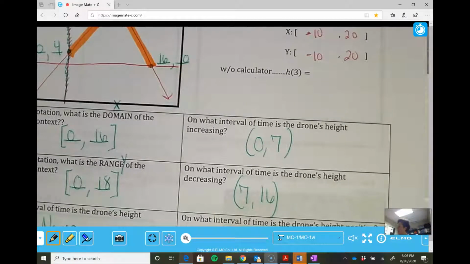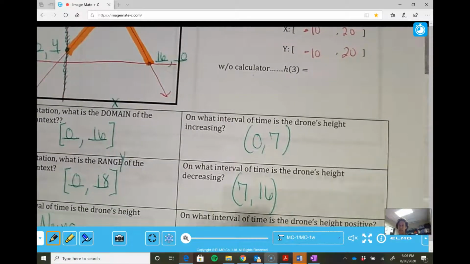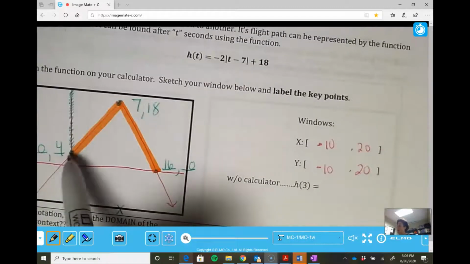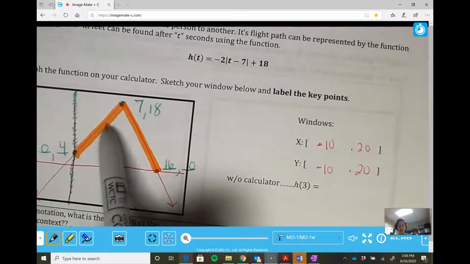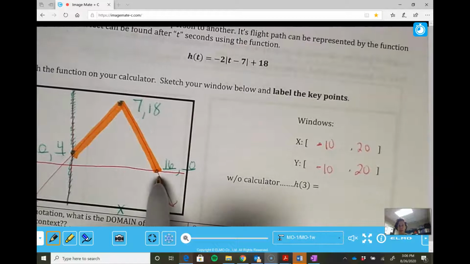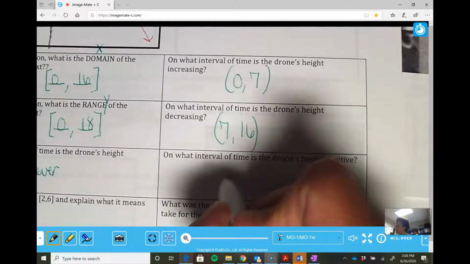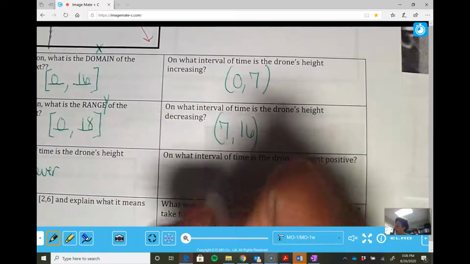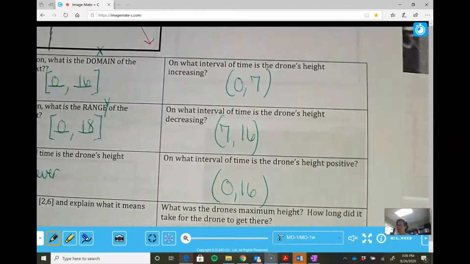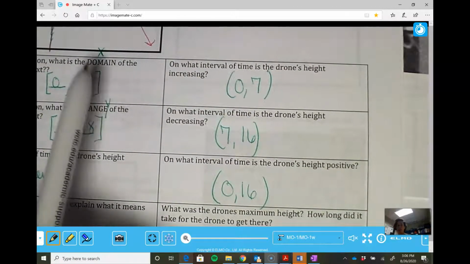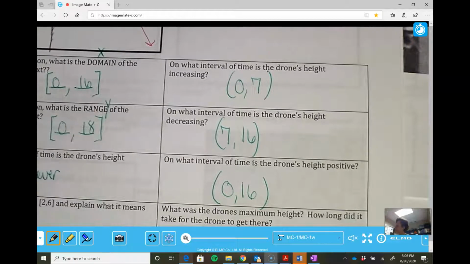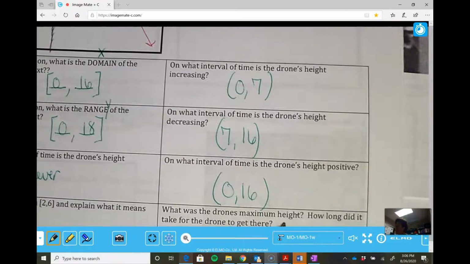Sorry about that. Where is it positive? Well, it's always positive. So it's going to be positive starting at 0 seconds until it's done and on the ground after 16 seconds. So 0 and 16. Again, parentheses. The only time we're really ever going to be using brackets is with domain and range when it's numbers. What was the drone's maximum height?